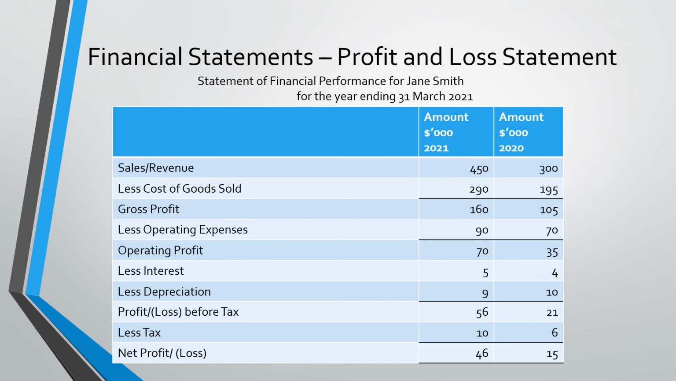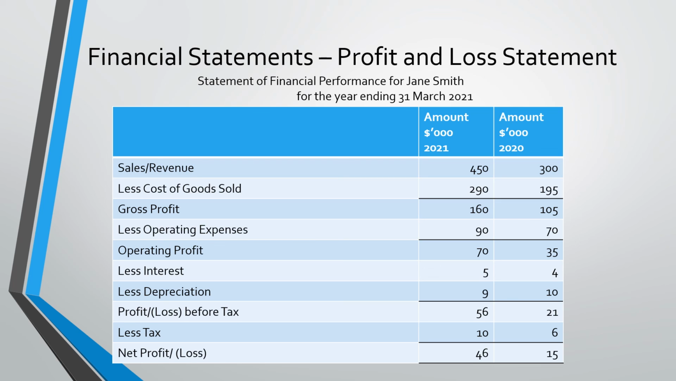Here is an example of a very simple profit and loss statement. As you can see, sales came at the top, then cost of goods sold, then gross profit is listed there, and then operating expenses and so on. And you will also see that we listed the amounts for 2021, which is the current year, and then 2020 as well. It's just to see how business is performing over a couple of years.